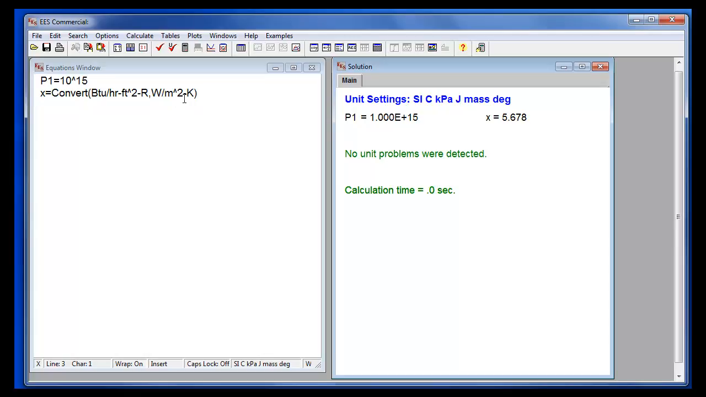And that's converting from these units of BTUs per hour foot squared R to watt per meter squared Kelvin. All right, so anyway, this is an introduction to using both the simultaneous equation solver and the function convert. In future videos, we'll start looking at some of the other functions and eventually get into the thermophysical functions.